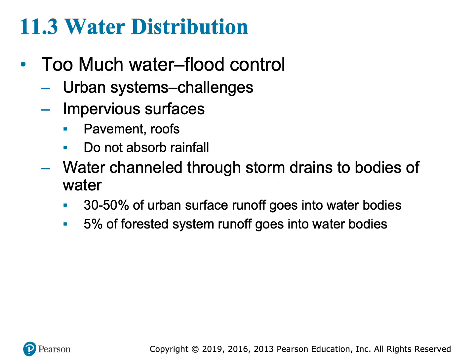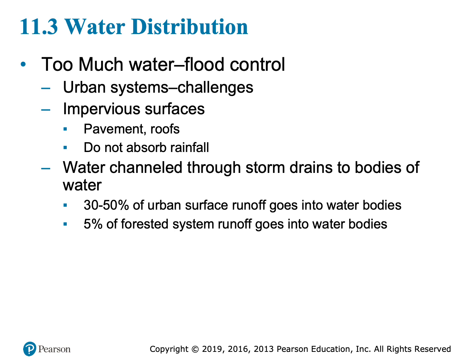Too much water, we need to learn how to control floods though. In urban systems, controlling floods can be a challenge. We know that living in LA because there's no way for the water to go. There's pavement all around us in big cities, and we call pavement and roofs and anything that does not absorb rainfall an impervious surface. So an impervious surface doesn't allow anything to get through it.